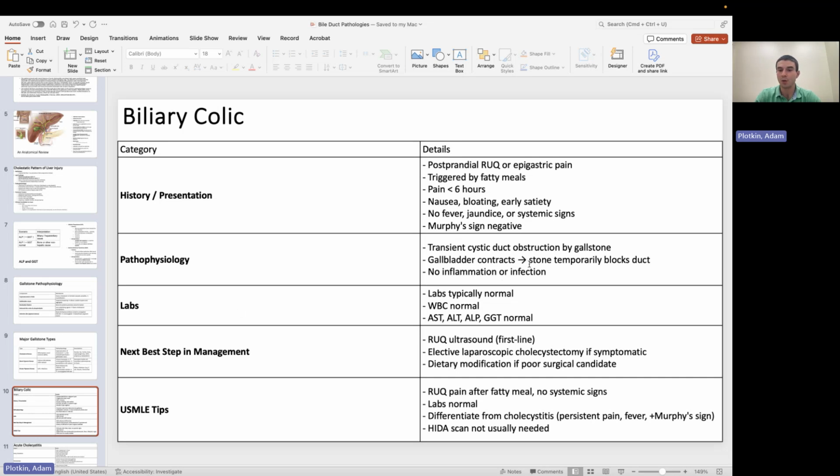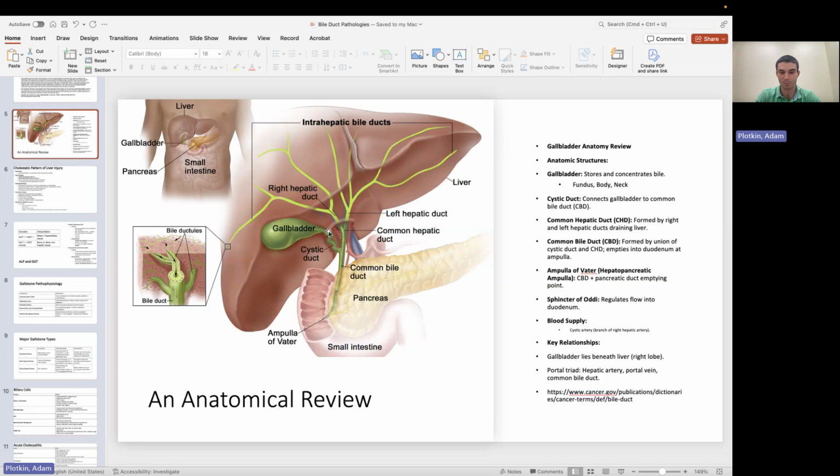The pathophys: we get transient cystic duct obstruction by the gallstone. The gallbladder contracts. The stone temporarily blocks the duct, and there's no inflammation or infection. So again, if we go back to our picture, there's a stone blocking here. The gallbladder contracts. It will be blocked, and it will reflux back, but the stone's only temporarily there, and then it falls back. So it either falls back in this way or it falls back in this way down the common bile duct, and it's small enough that it's not going to cause a problem.